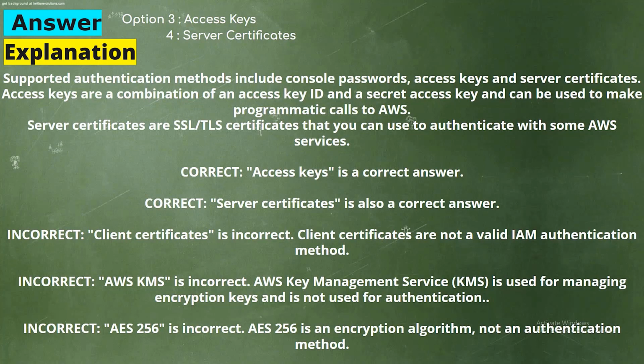Incorrect, client certificates is incorrect. Client certificates are not a valid IAM authentication method. Incorrect, AWS KMS is incorrect. AWS Key Management Service, KMS, is used for managing encryption keys and is not used for authentication. Incorrect, ICE 256 is incorrect. ICE 256 is an encryption algorithm, not an authentication method.